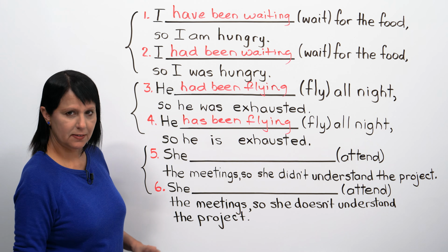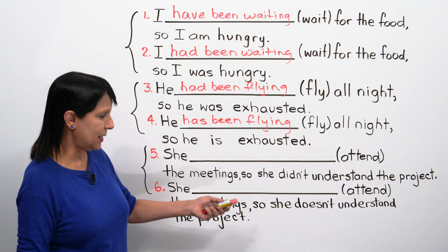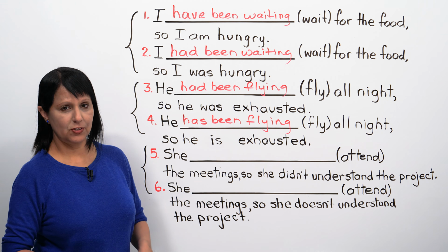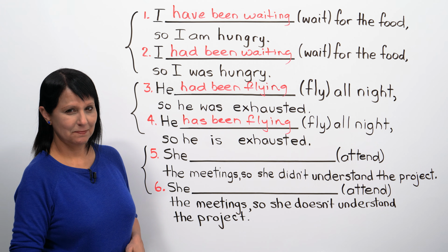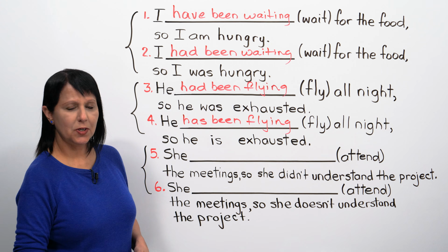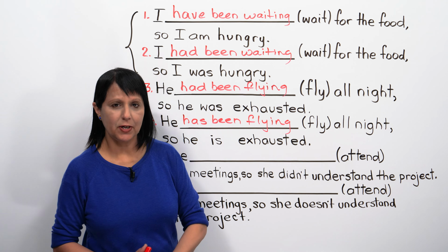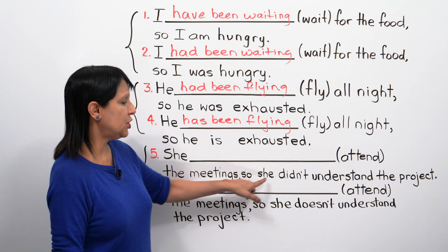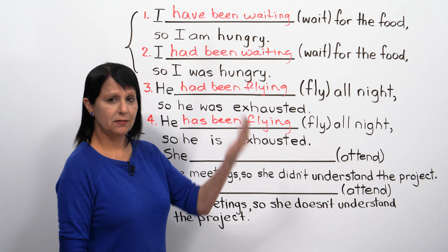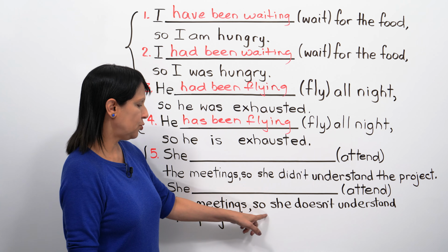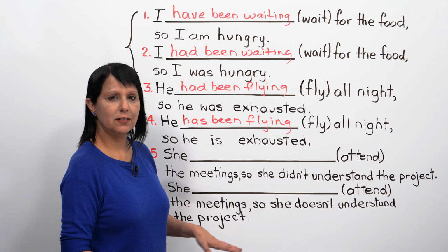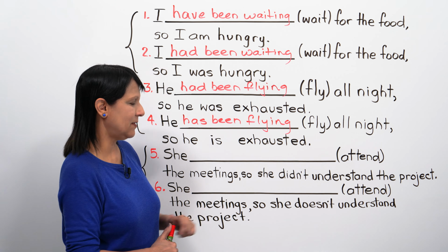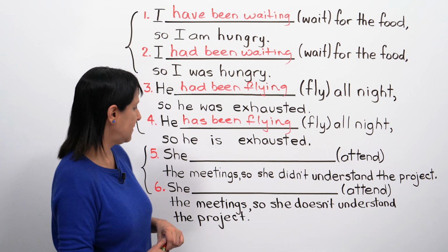Number 6. Same thing. She blank attend the meetings, so she doesn't understand the project. Okay? Which one has the result in the present and which one has the result in the past? Here we said, so she didn't understand the project. Result in the past. So she doesn't understand the project. Result in the present. So what do we need here? And make this attend negative.